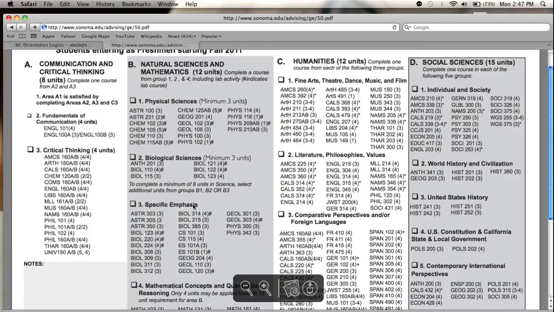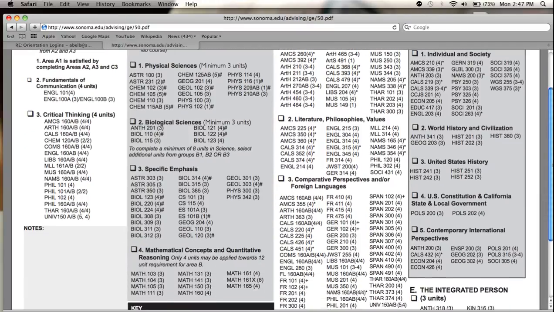B3 is just, these are specific emphasis courses which are optional. You don't have to take a course from this section, but a lot of people do. So B1 is the physical sciences, and this category is for astronomy, chemistry, geology, and physics. So you can choose one of those courses to take. B2 is biological sciences, so basically bio, and we have one anthropology course. Specific emphasis has a variety of different courses in which you can choose from, and B4 is mathematics.